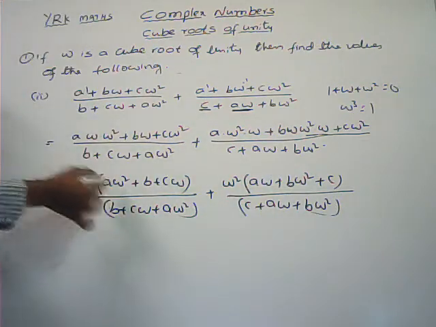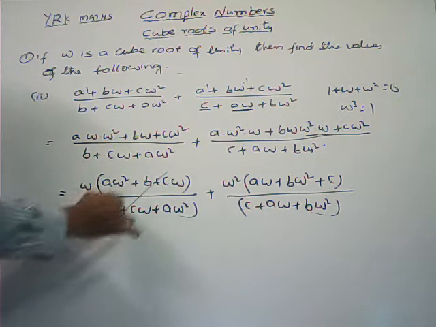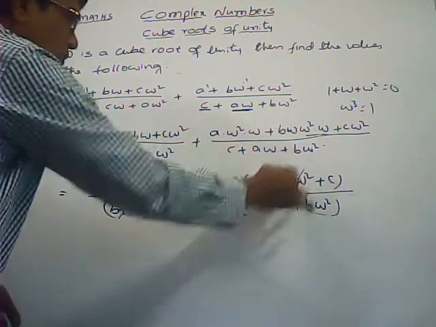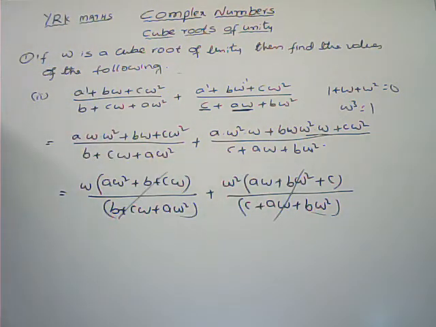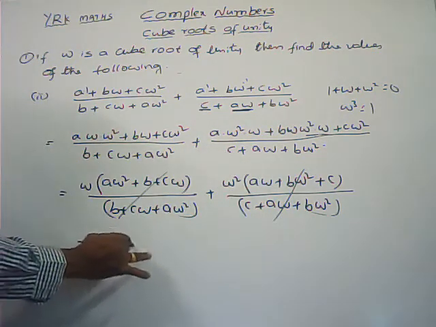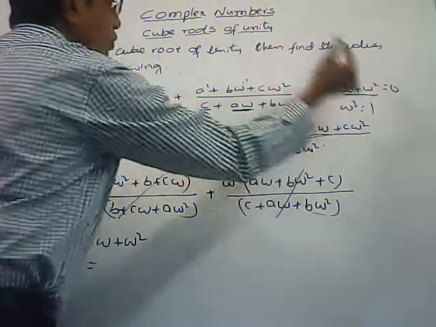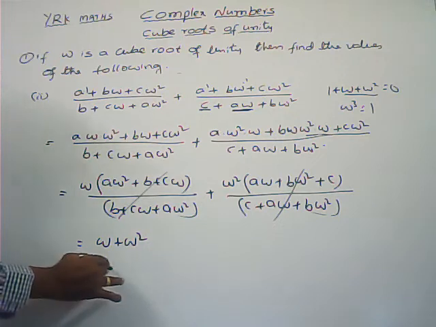Now here you can observe both the terms in brackets are the same, so both get cancelled. Here also the terms which are in brackets are the same, so we can cancel both the terms. Here we are getting omega plus omega square, that is equal to, if I make this one subject, omega plus omega square, that is equal to minus 1.